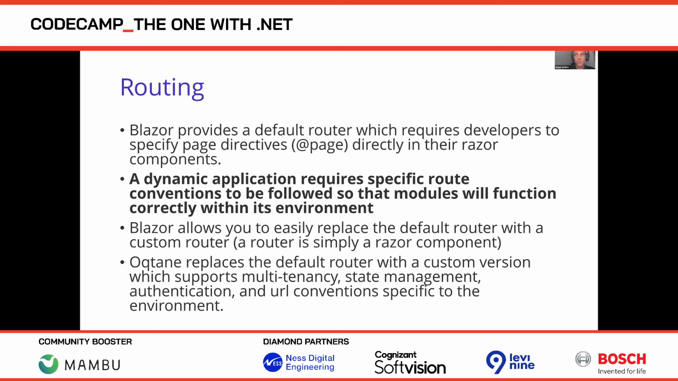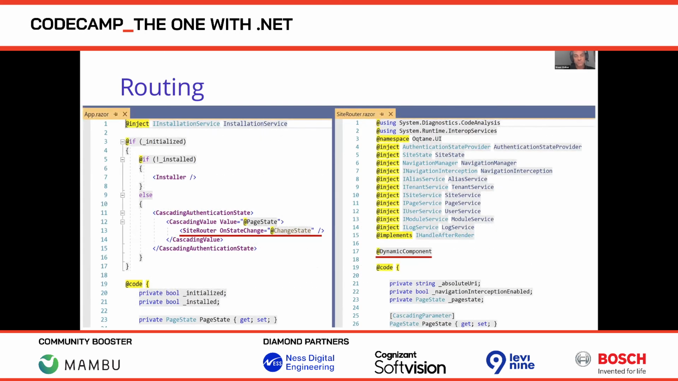If you look at the default router that's provided as part of Blazor, it seems quite complicated on the surface, but when you boil it down to the basic elements, it is just a Razor component. So Octane has its own site router, which is just a Razor component, and it takes advantage of this ability to interact with the database to render a page in a dynamic way.